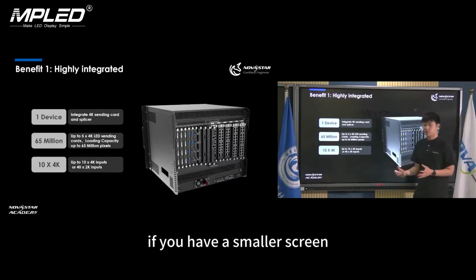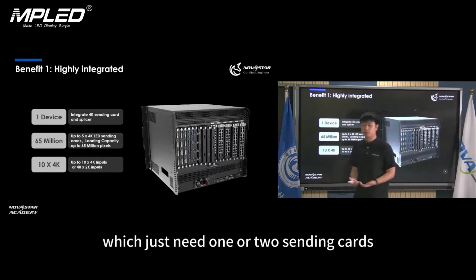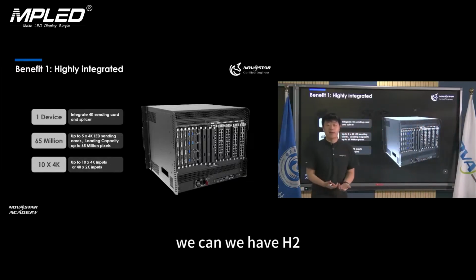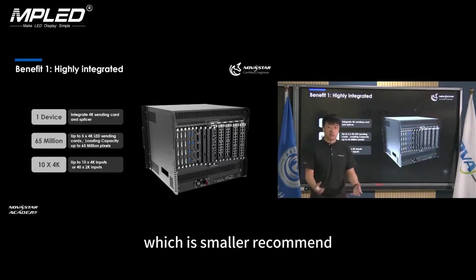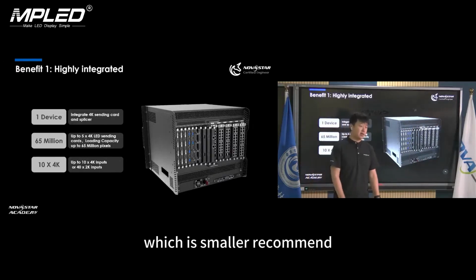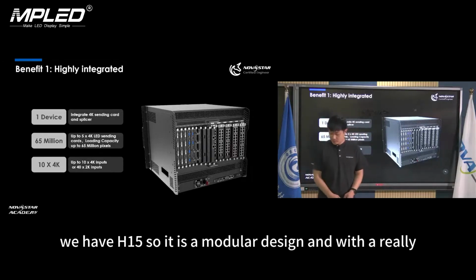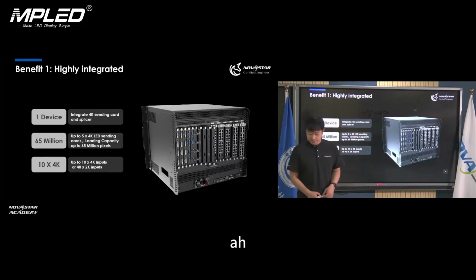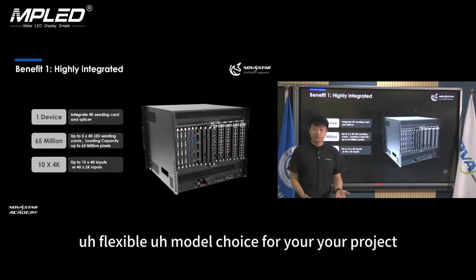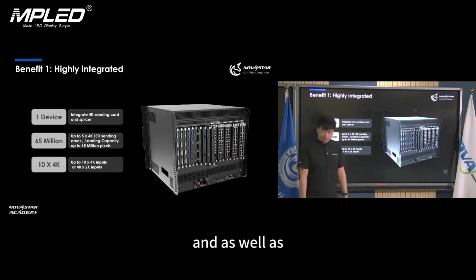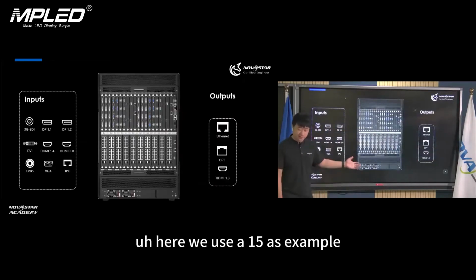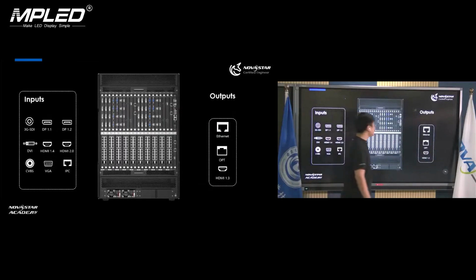If you have a smaller screen, which just needs 1 or 2 sending cards, we recommend the H2. If you have a really large 16K screen, we have the H15. So it is a modular design, with really flexible model choices for your project. And here we use the H15 as an example.